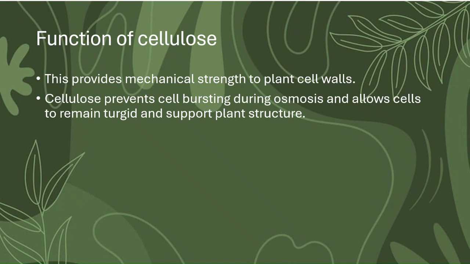Function of cellulose. This provides mechanical strength to plant cell walls, and cellulose prevents cell bursting during osmosis, and this allows cells to remain turgid, and it supports the overall plant structure.